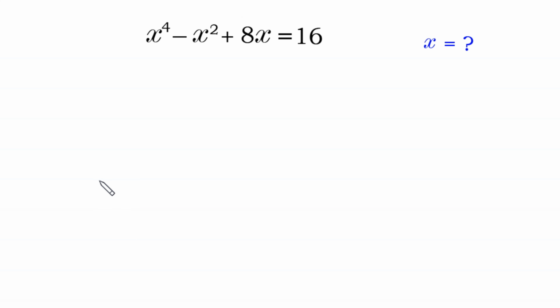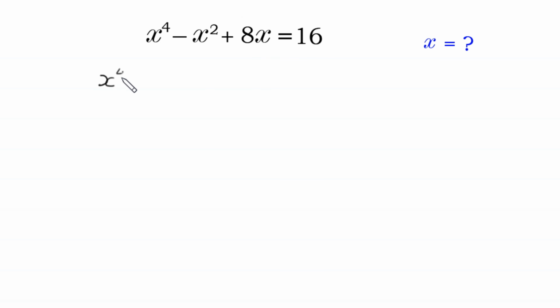Hello, welcome to how to solve this very nice quadratic equation. X to the power 4 minus x squared plus 8x is equal to 16. We need to find all possible values of x. First of all, we move this 16 to the left side.